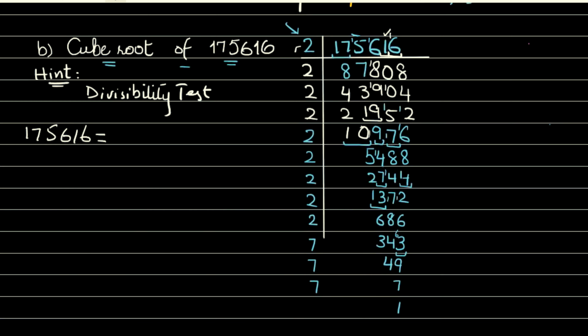So remember, you have to make a group of 3. The 2 has come many times, so you cannot take all the 2s at a time. So you have to make groups of 3, all the same. And 7 is also given 3 times. So it means 2 raised to power 3, and this 2 three times, and this 2 three times, and this 7 three times.